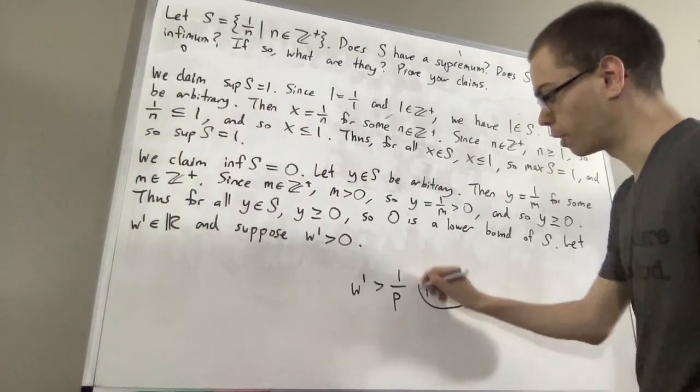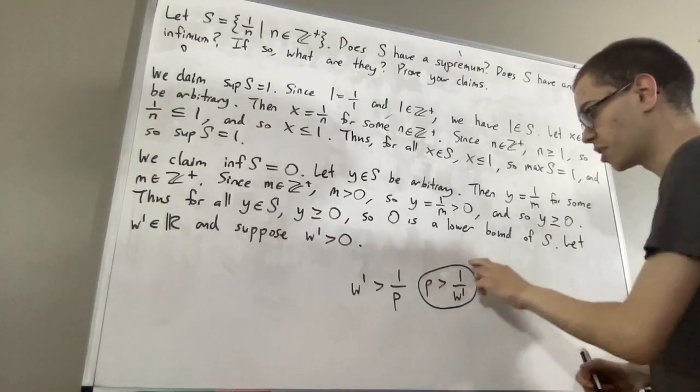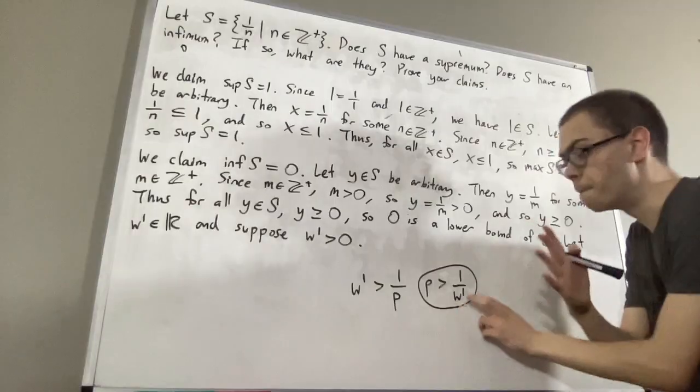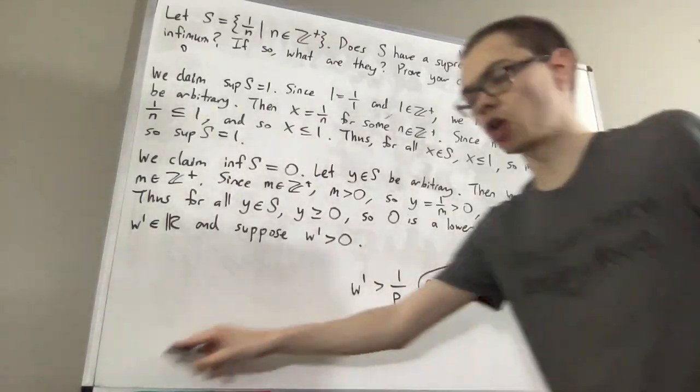And this is how we invoke the Archimedean property. Since 1 over w prime is a real number, there must exist some positive integer bigger than it. And so we call that positive integer p. That is how we invoke the Archimedean property.